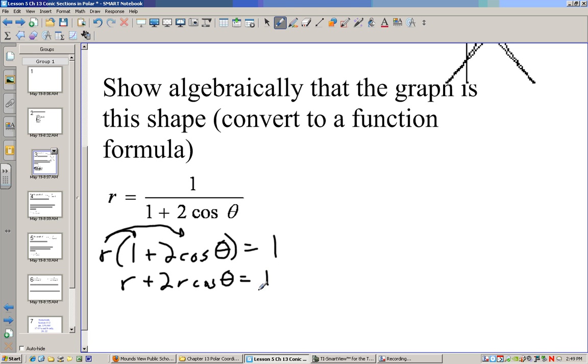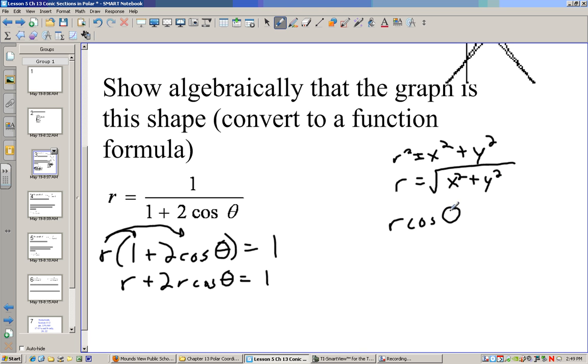Now we have to think about rules that we had before. We know r squared is equal to x squared plus y squared. So what is r equal to? Well, we can square root both sides, and r is going to be the square root of x squared plus y squared. We also learned that r cosine theta is equal to x. So we can substitute these values in here.